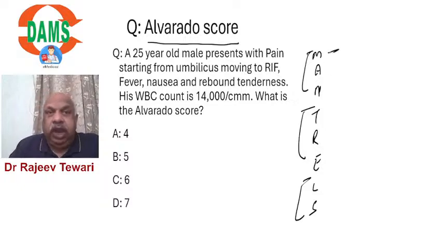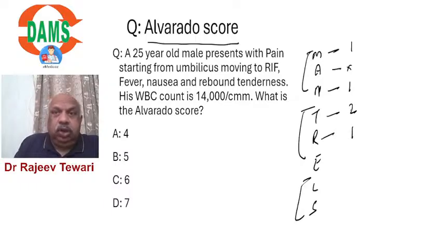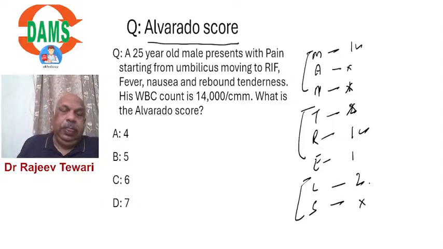Migratory pain 1. So, there is a pain which is migrating, so I'll give 1 point. Anorexia probably was there in the question, was not there, I'm not sure. Let's leave it. If it was there, you can add 1. Nausea, it is there, 1. Tenderness 2. Rebound tenderness 1. So, this is not there, this is not there, this and this. Elevated temperature. Leukocytosis 2. Shift to left, not there.